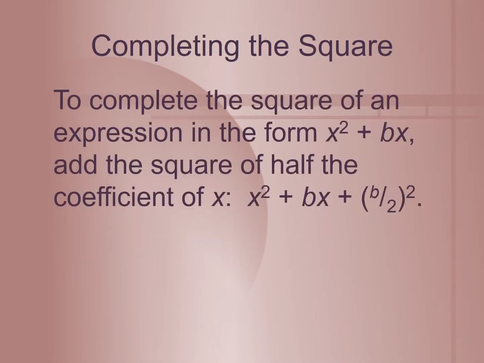To complete the square of an expression in the form of x squared plus bx, we have to add the square of half the coefficient of x. So we're going to take half of b, where b is the value in front of x, and then square it. And that's what we are going to add: half of b, squared.